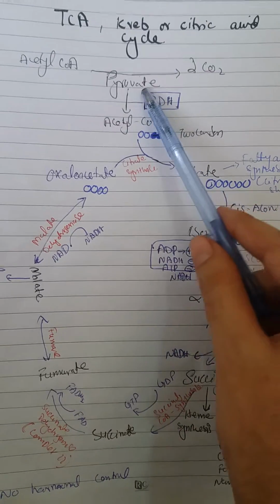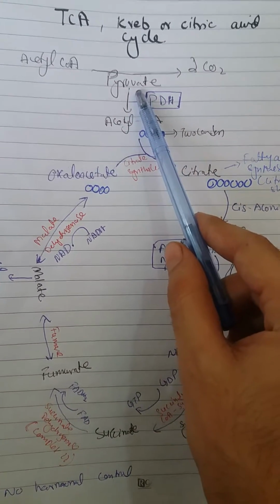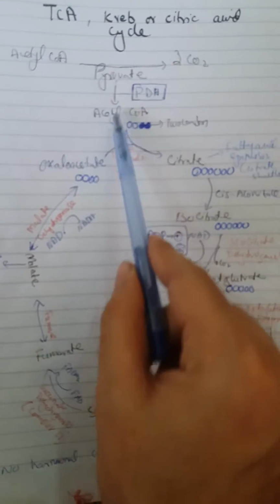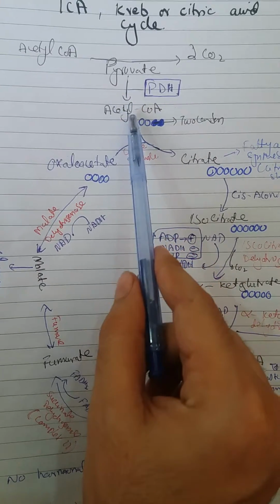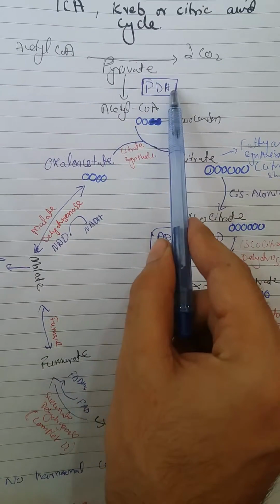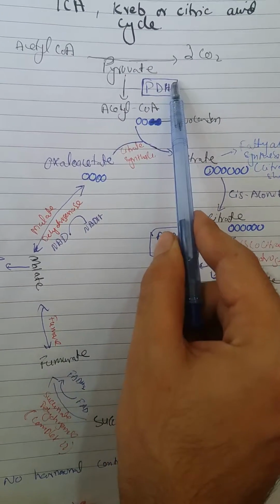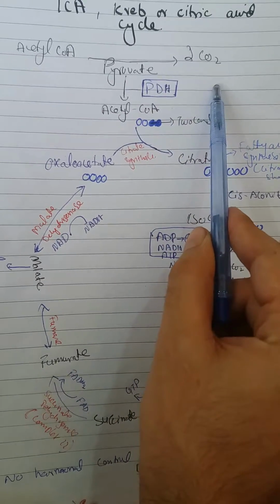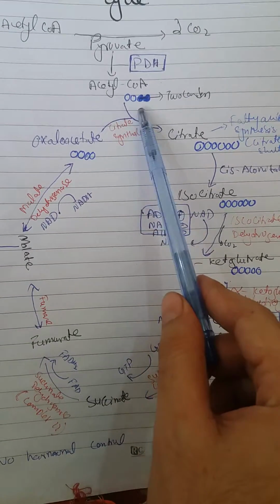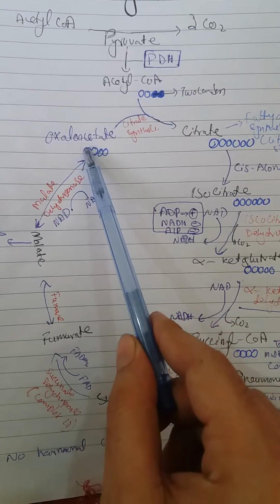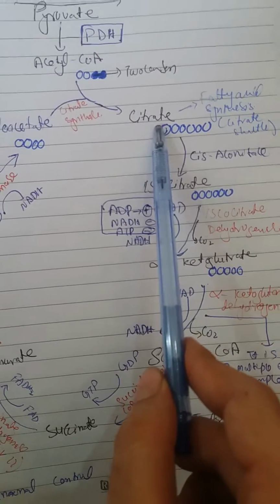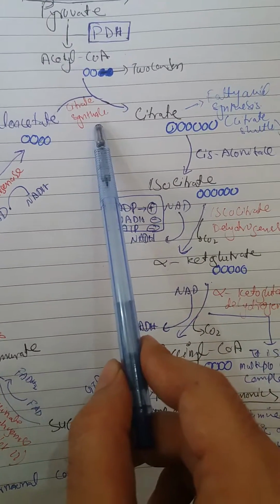Here we can see there is pyruvate, which is formed by glycolysis, which we discussed earlier. This pyruvate is converted into acetyl-CoA, which is basically a 2 carbon unit. It is done by the pyruvate dehydrogenase enzyme, which is a rate limiting enzyme, and it's controlled by many coenzymes. Now this 2 carbon acetyl-CoA combines with oxaloacetate, which is a 4 carbon unit, to form citrate, done by the citrate synthase enzyme.